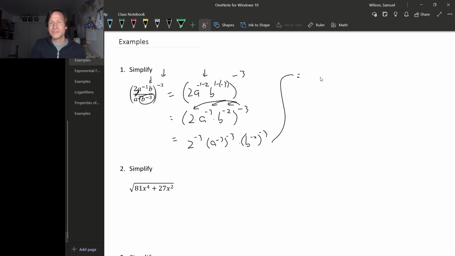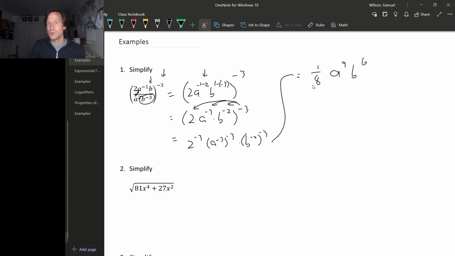So 2 to the minus third, that's 1 over 8. Right, it's 1 over 2 cubed. 2 cubed is 8. And then a to the minus third to the minus third, that's a to the minus 3 times minus 3. That's positive 9. And then b to the minus second to the minus third, that's b to the negative 2 times negative 3. That's positive 6.